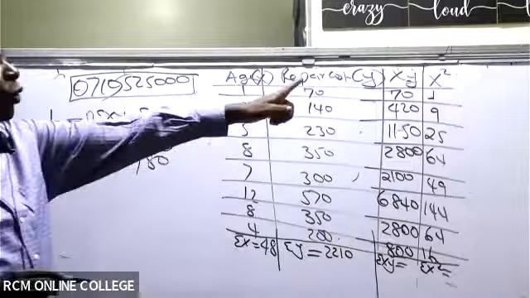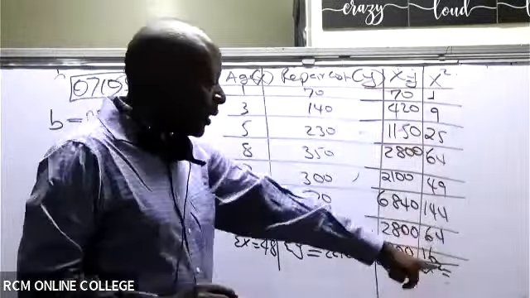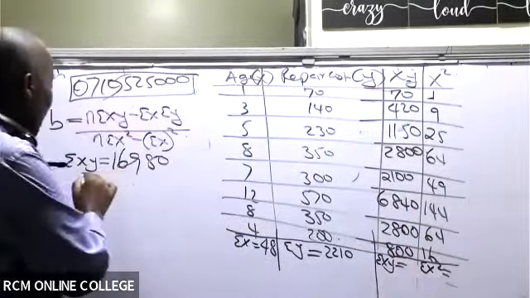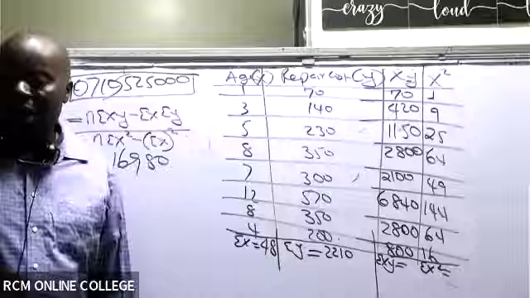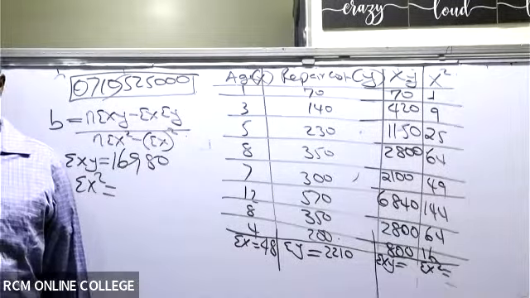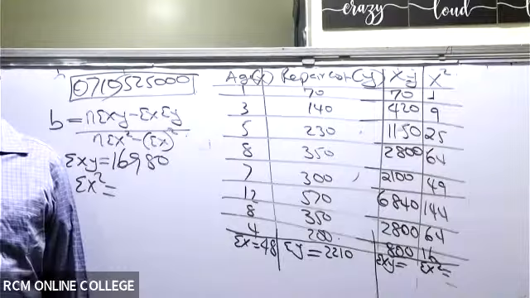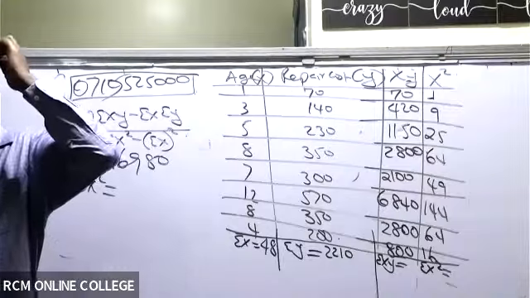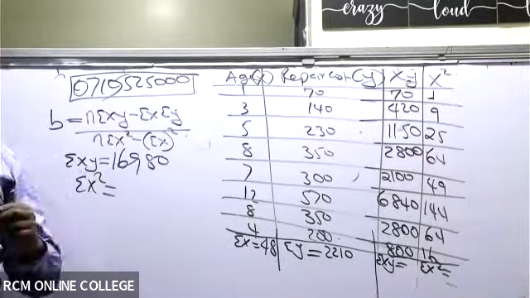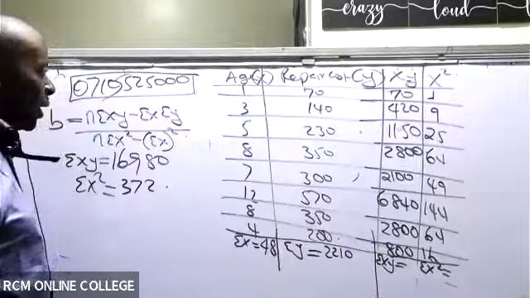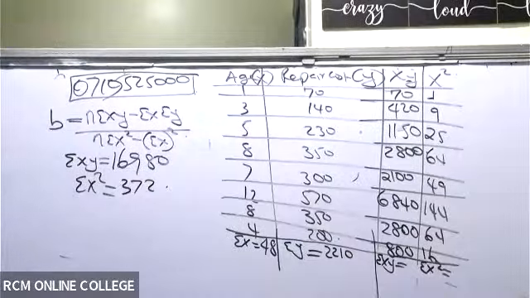And then lastly, we need this summation of x squared. Are you able to give me the answer? That's not a very hard one. That I should be able to get. So according to Kevin, it is 372. We want another student to confirm that this 372 is correct. Someone has confirmed. Thank you so much.